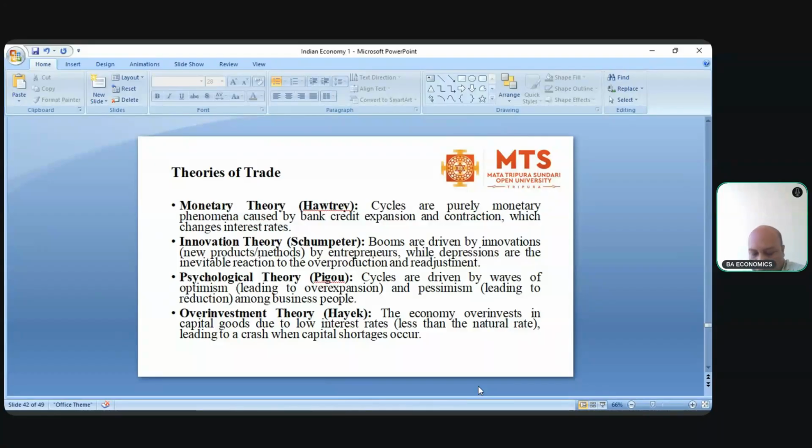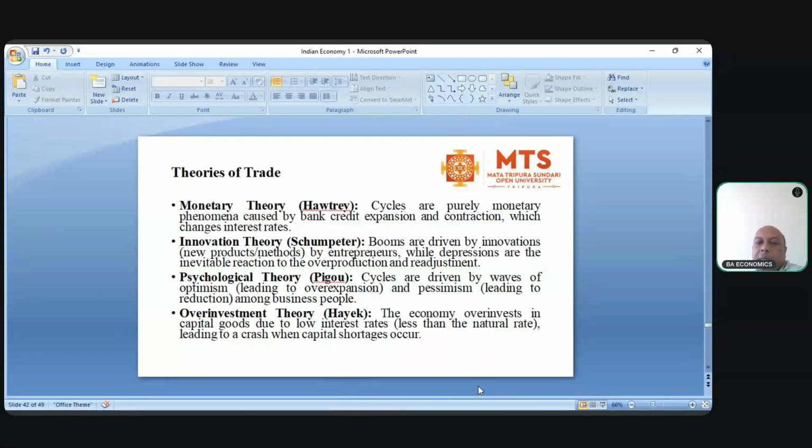Innovation theory. The innovation theory was basically introduced by Schumpeter. He said that the economy goes upward or downward, meaning expansion or contraction of the economy basically happens due to innovation. Innovation basically means a new type of product, a new type of manufacturing method, new types of markets, new types of technology.